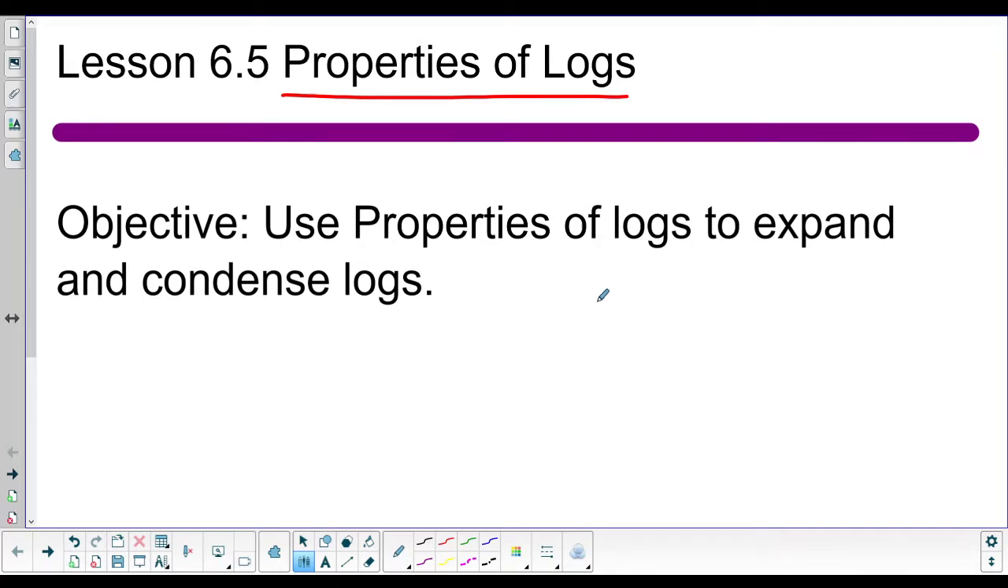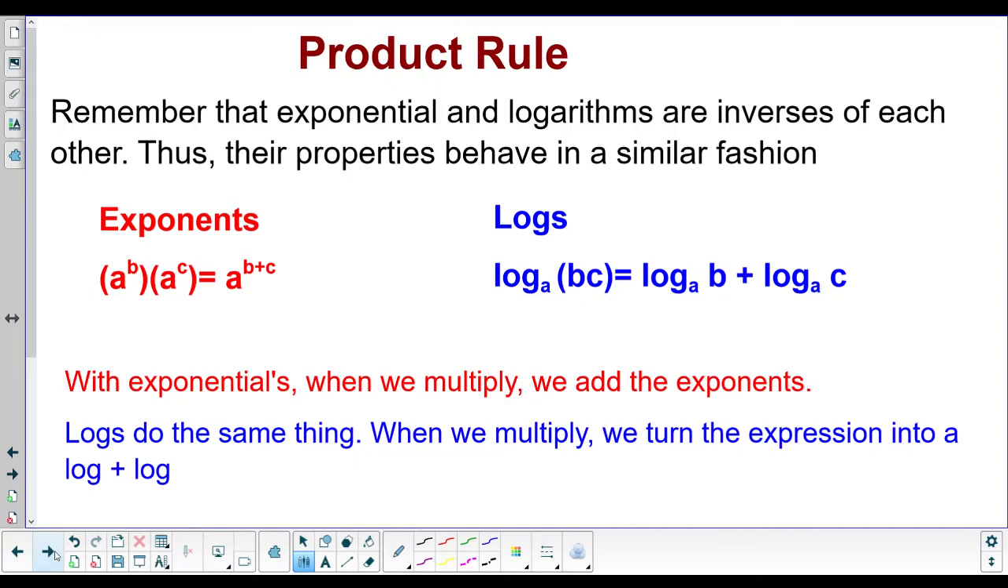of exponentials. And if you remember, exponentials are inverses of logarithms. So some of those same properties are going to be pretty similar. So let's go learn some properties and then use them. Our first property is the product rule. If we remember back to exponentials, if you have something like x squared times x to the third, you add their exponents together. So 2 plus 3 would be x to the fifth, right?